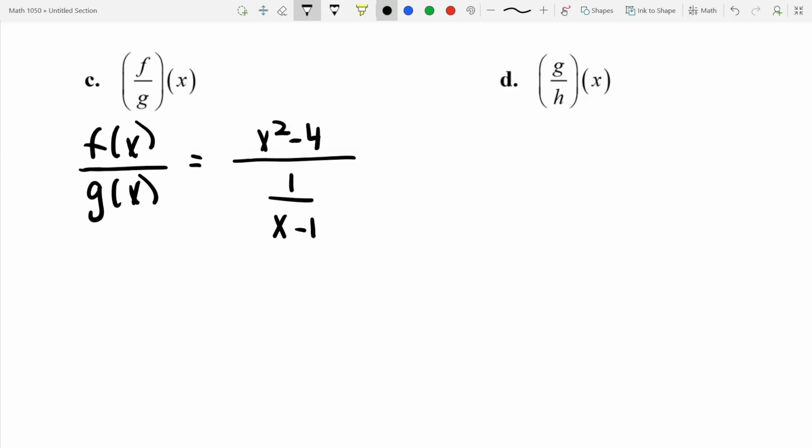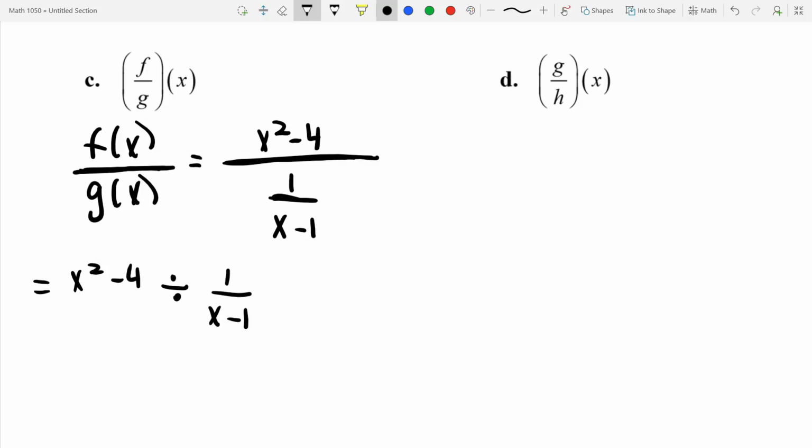See this fraction bar right here? That's the main division bar. That's what I call it, the main division bar. So when you write it here, the main division bar, I want you to make it longer, so you can differentiate the top division bar from that one, okay? Now what you do is you make that division bar a division symbol. So write it as x squared minus 4, division symbol, 1 over x minus 1.